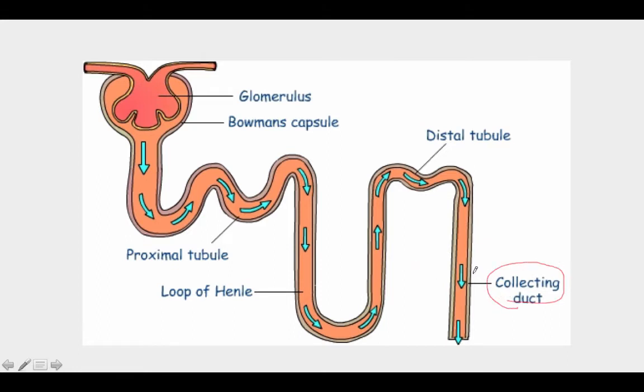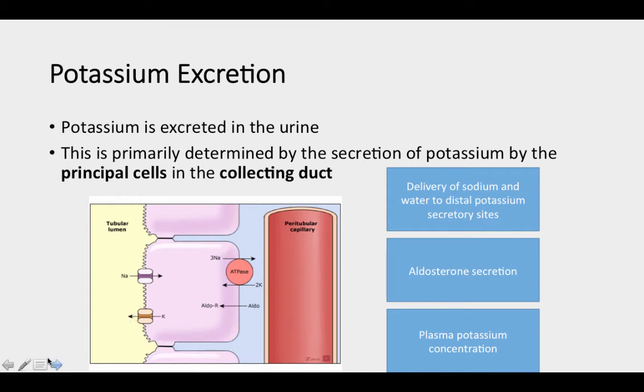And at that part of the renal tubule, you have principal cells that line the tube. And that's the diagram we're looking at now. Let me explain this to you. So this is the tubular lumen.